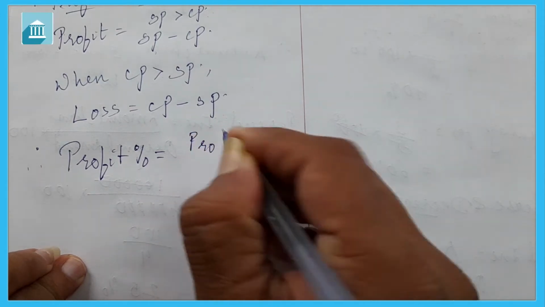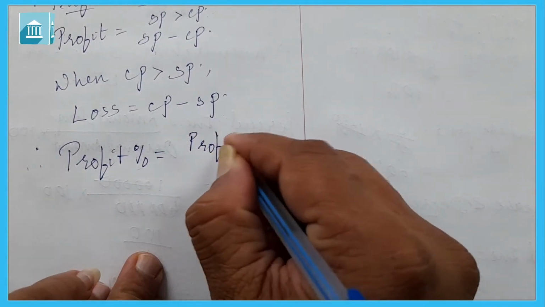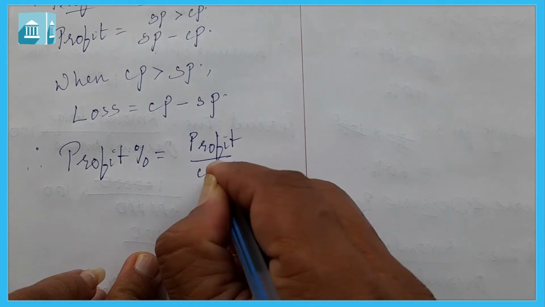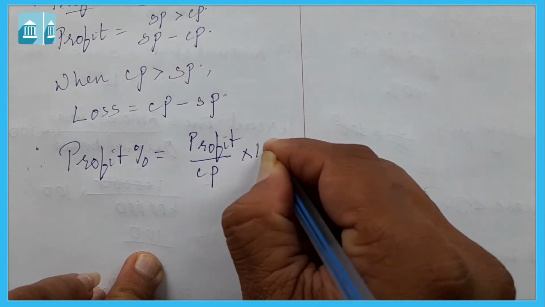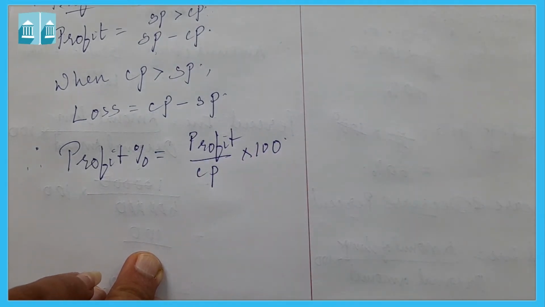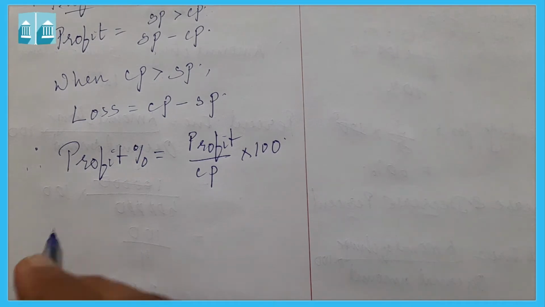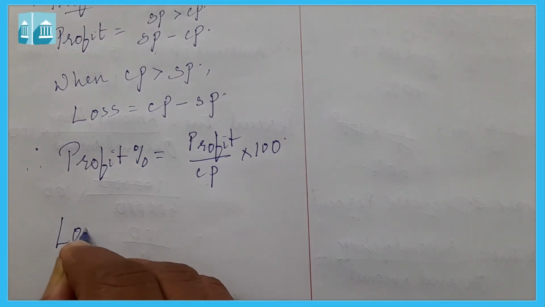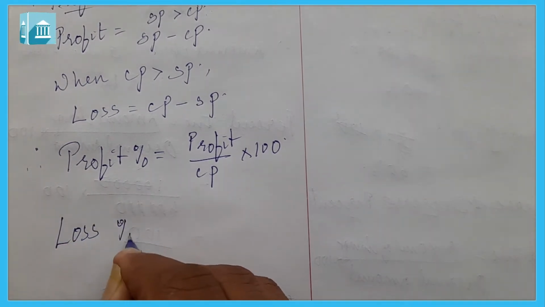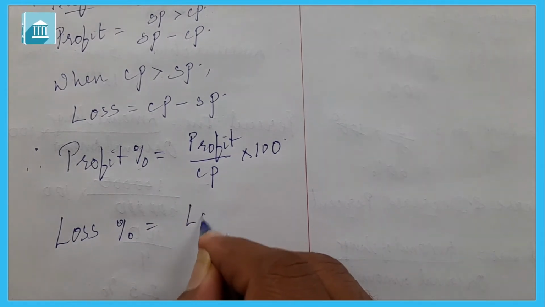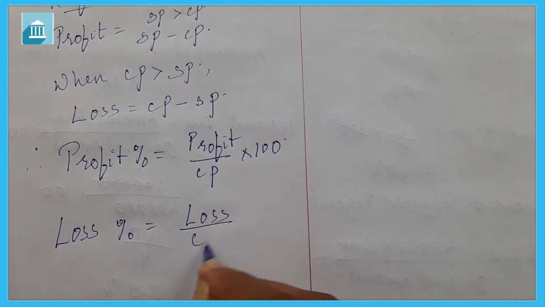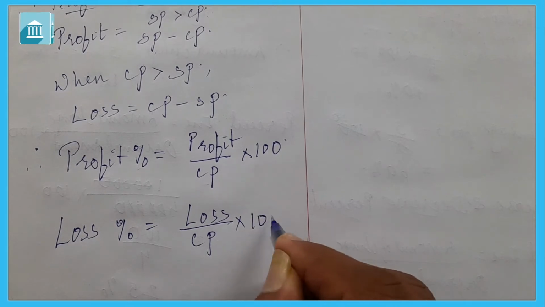to profit upon CP multiplied by 100. In the same way, if we want to find out loss percent, then loss percent is also equal to loss upon CP multiplied by 100.